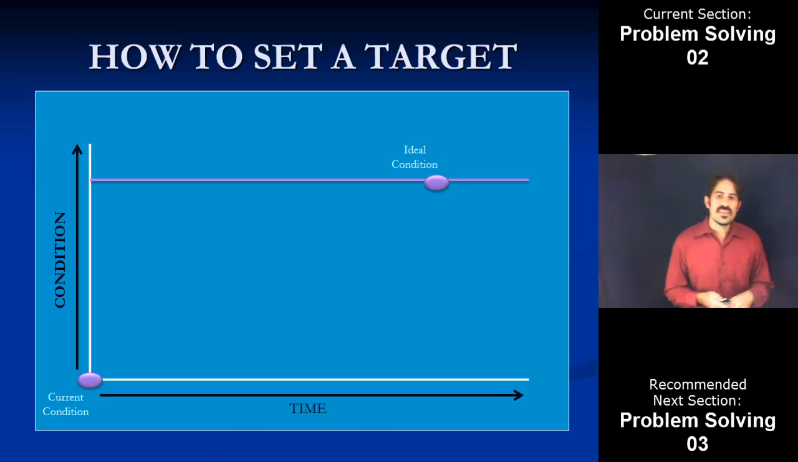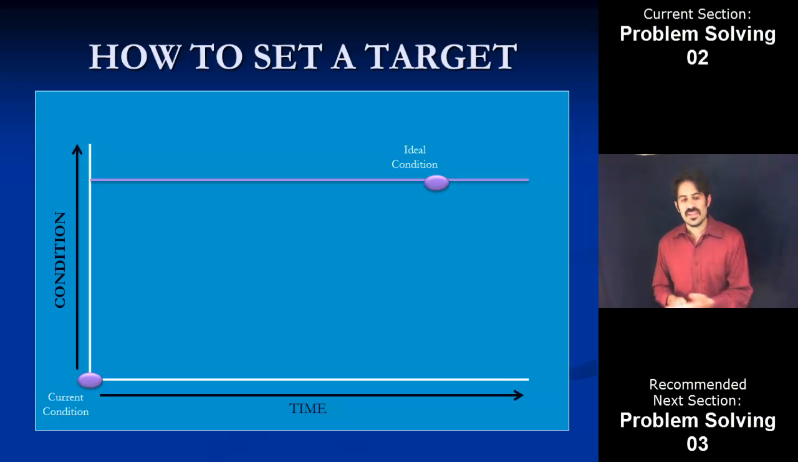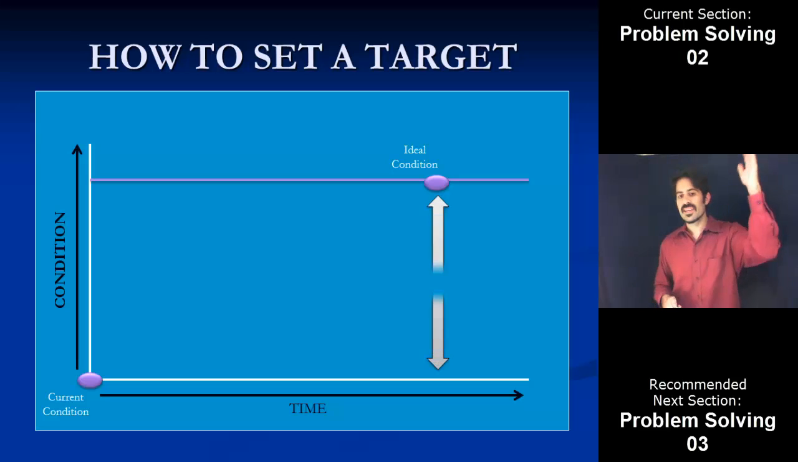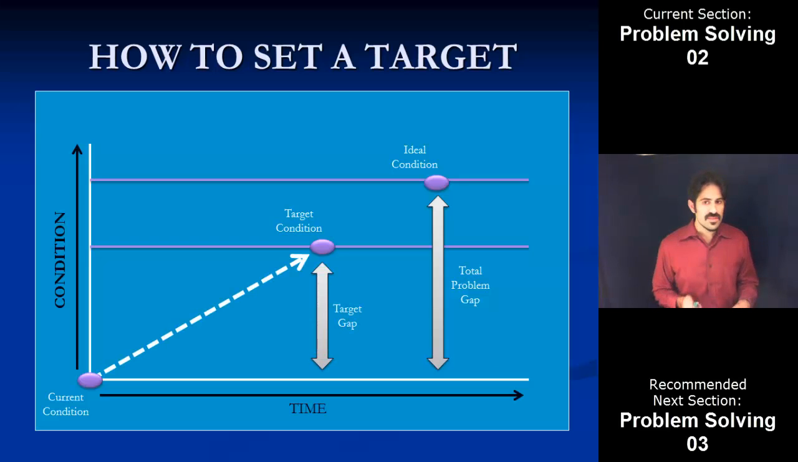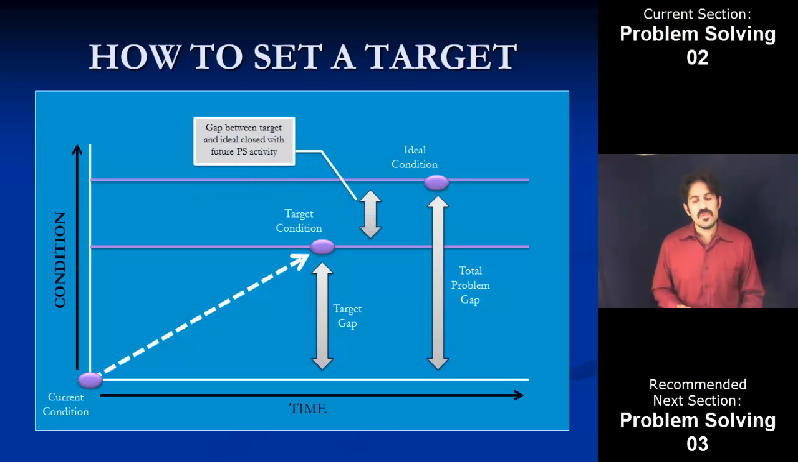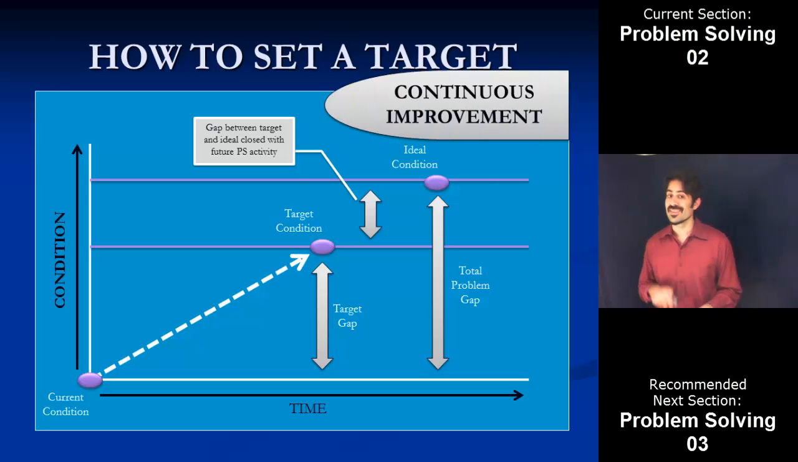So when we look at how to set a target, this is just something quick. We understand over time, we know our current condition, we know we want to get to some ideal condition. That's that total problem gap. Our target condition, again, is not always going to be the ideal. Remember, in this case, we don't think we'll solve the whole thing by just fixing that deal with the machine. But we've got our target gap. Through this problem solving, we're going to close that target gap. And then we want to try and get to the ideal condition with future problem solving activity, right? Piece by piece, one by one problem solving. Break it down, make it manageable so we can actually get a handle on this stuff and really start making some progress putting out all those fires.